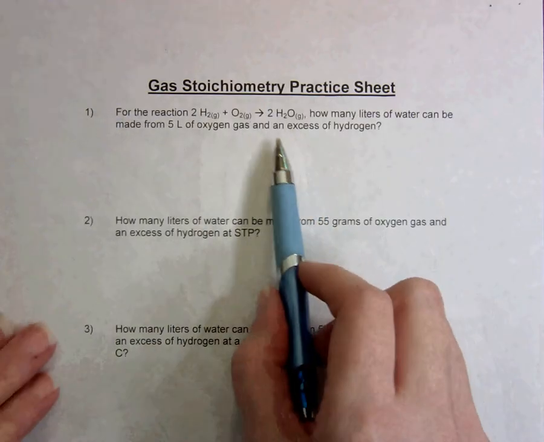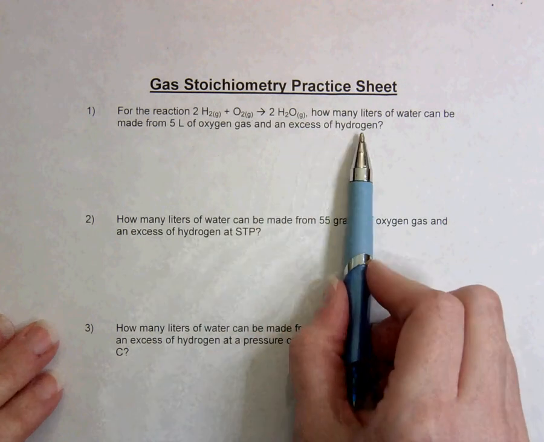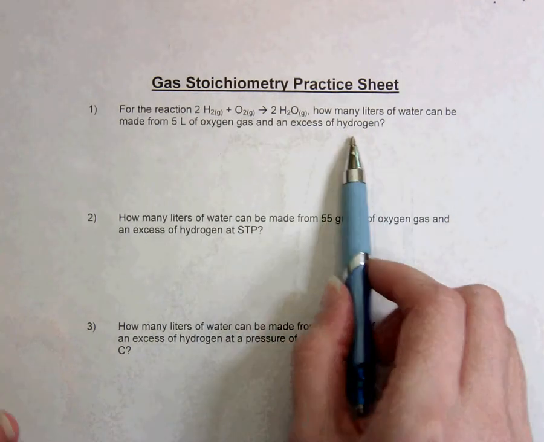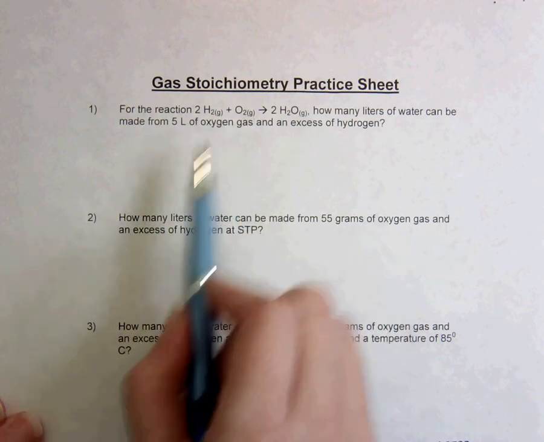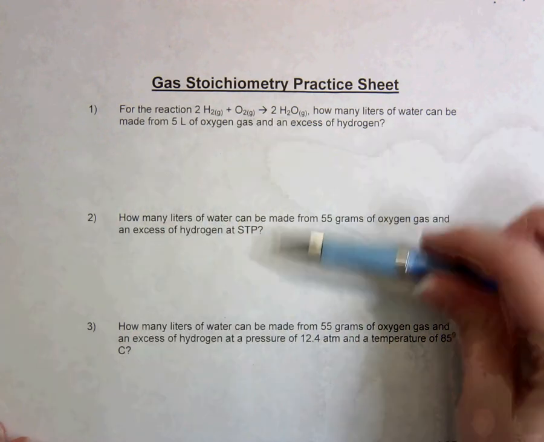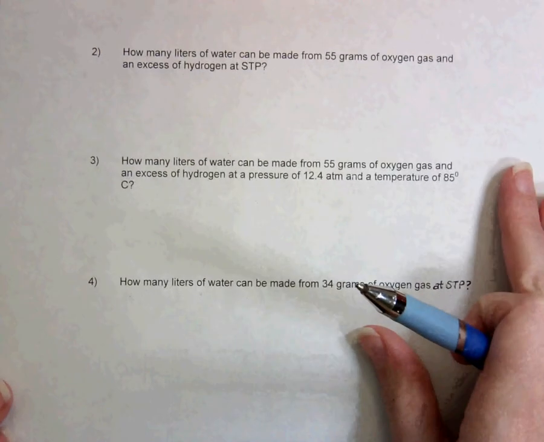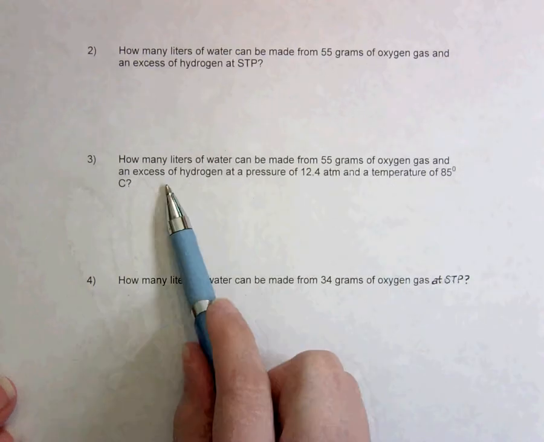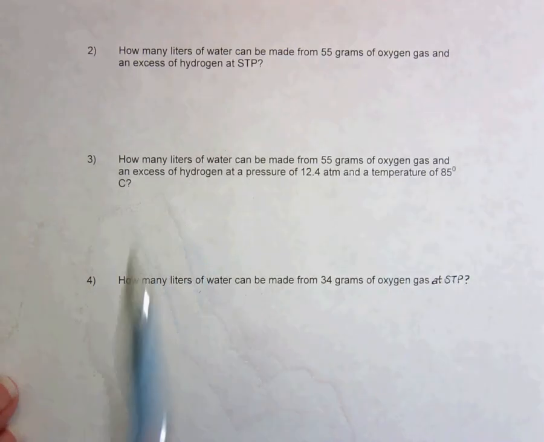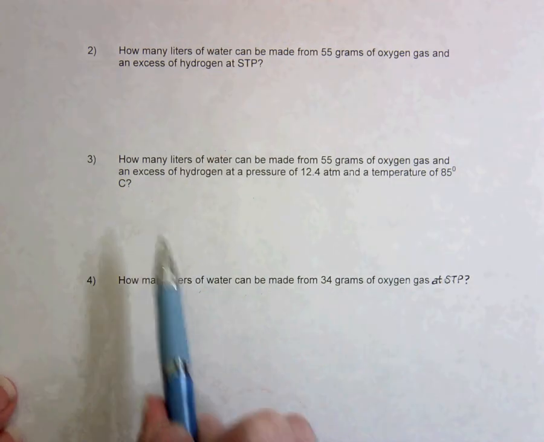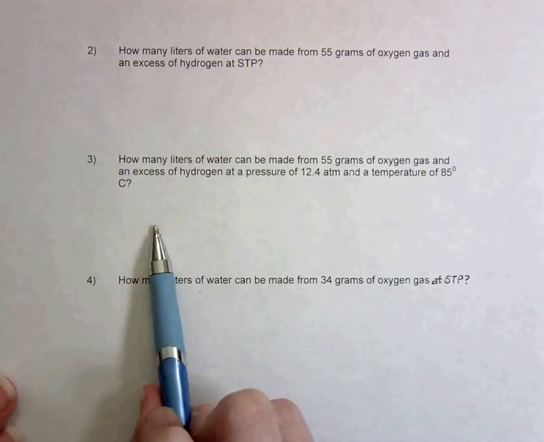And notice here it says, and an excess of hydrogen. That means it doesn't matter how much hydrogen you used because you had plenty to react with this amount of the other substance. So for the first two, just do out your stoichiometry the way we've been doing. Once you get to number 3, however, this is where it's going to get a little different. Here's where you're going to put stoichiometry and the ideal gas law together.